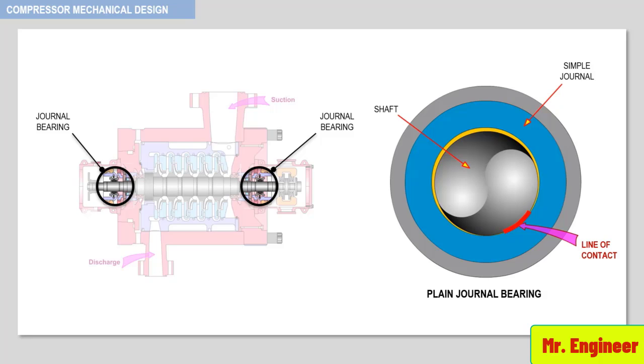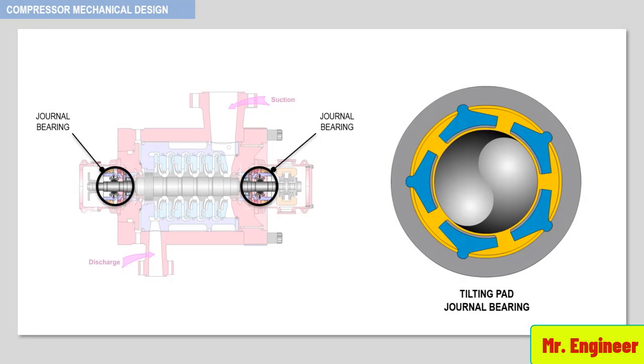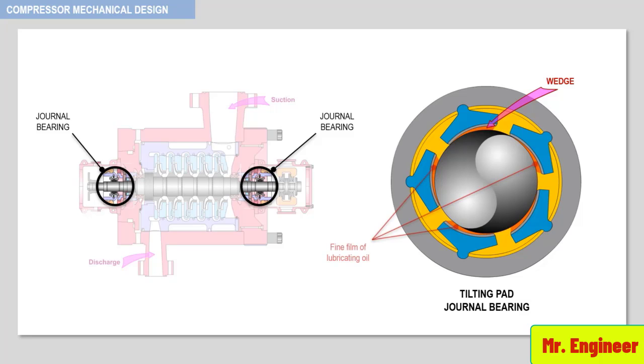In the tilting pad bearing, as the shaft speed increases, the pads tilt as shown, and the oil becomes trapped in between wedges created in between the shaft and the pads. The pressurized flow of oil along the wedge maintains a fine film of lubrication in between the shaft and the bearing pads.